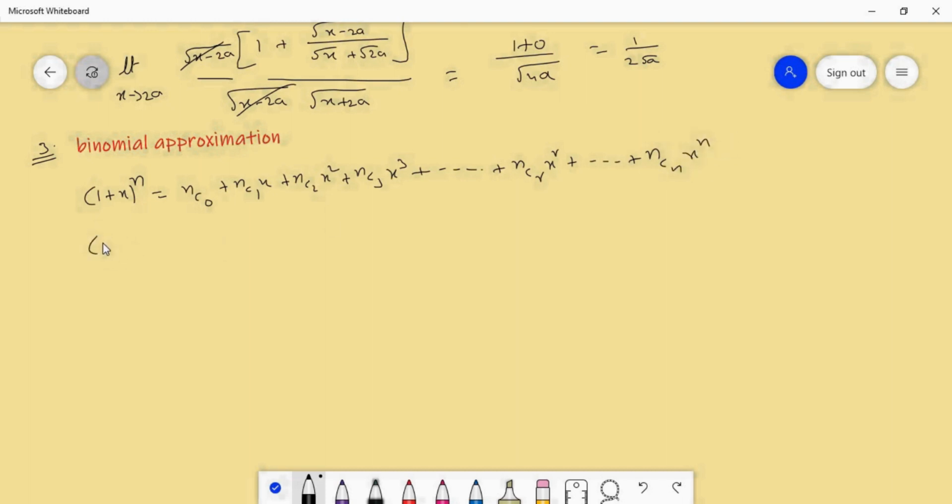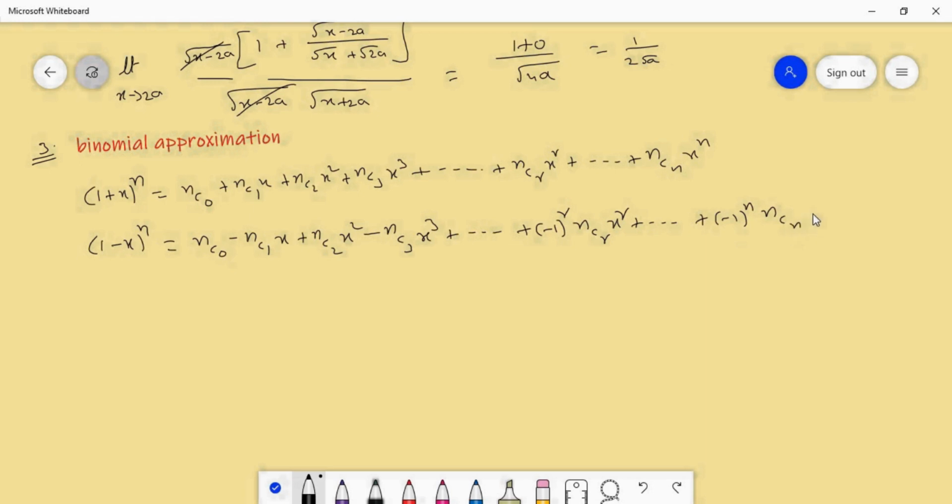Like that, we have one more formula for (1 - x)^n, with alternating plus or minus signs: nC0 - nC1 x + nC2 x² - nC3 x³ + ... + (-1)^r nCr x^r + ... + (-1)^n nCn x^n.